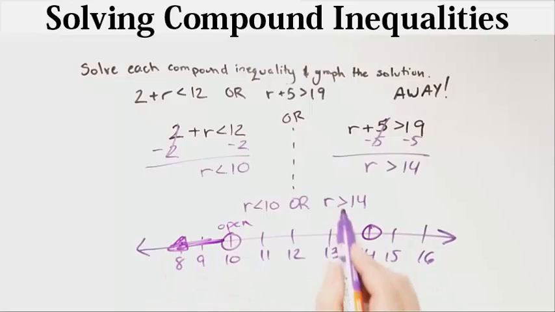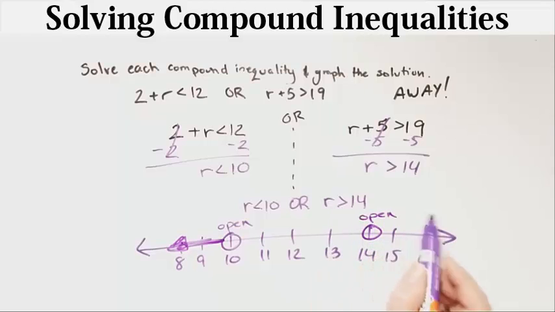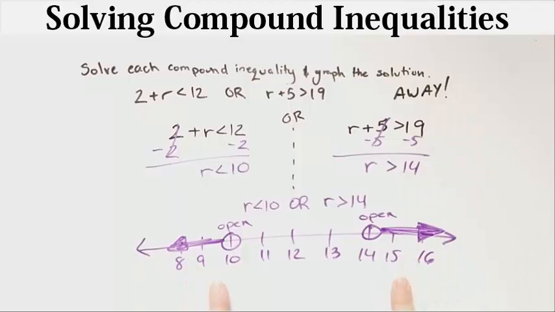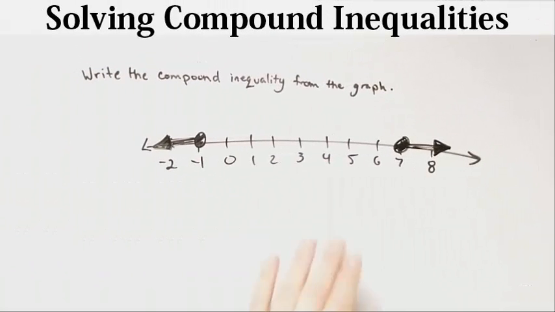14, there's 14. No equal sign, so it is open. I needed numbers larger than 14. 15 is larger, so I know it goes this way. It was an or problem, so you know they were supposed to face away from each other. They are. You double checked. You're right. You're good. So now they're switching gears on us.